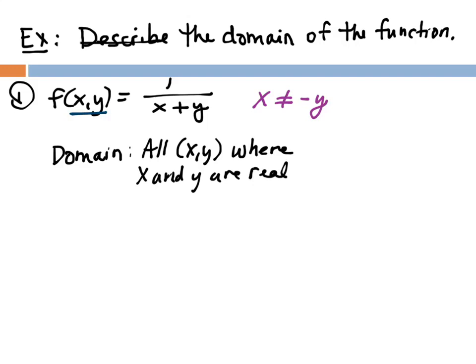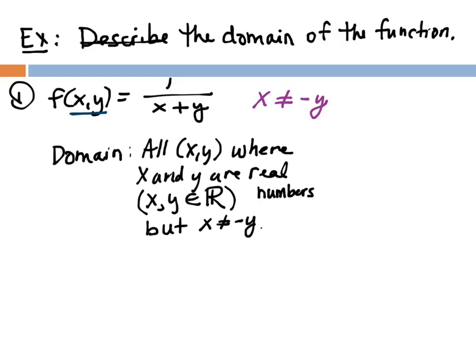And if you want to use notation for that instead of writing the words out, you could say something like this: x and y are elements of R. The E is the element notation, and R, of course, is real numbers. So x and y are real numbers. But we do have to make the condition that x cannot be negative y. Or you could say y cannot be negative x, which would be fine, of course, too. Does that make sense?